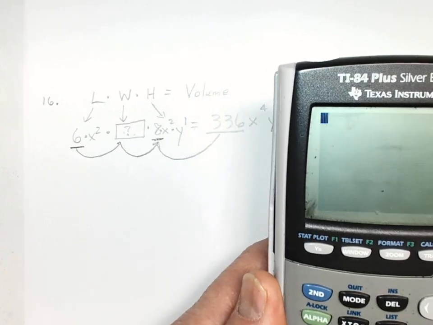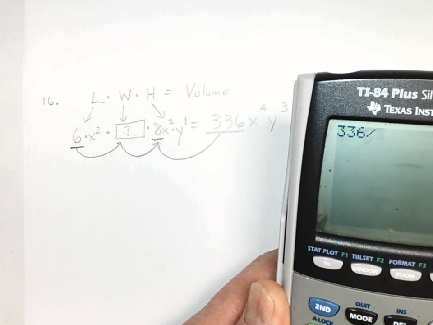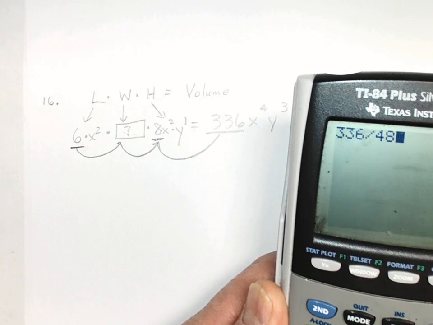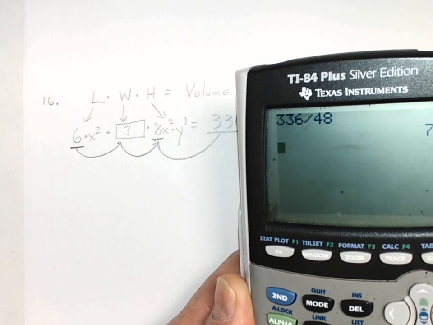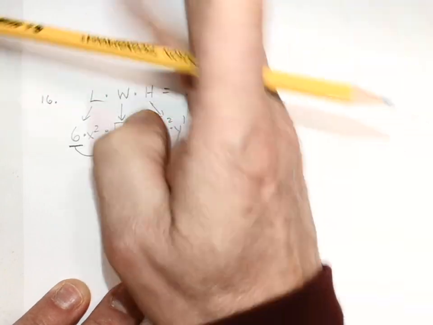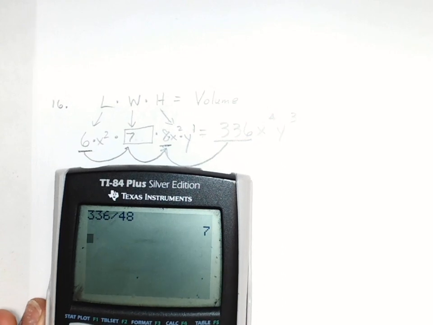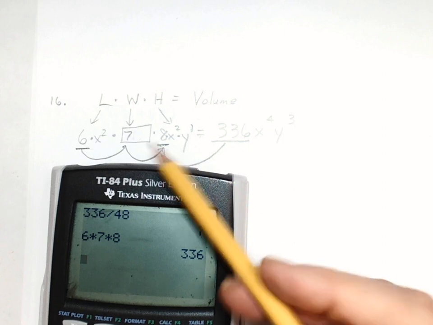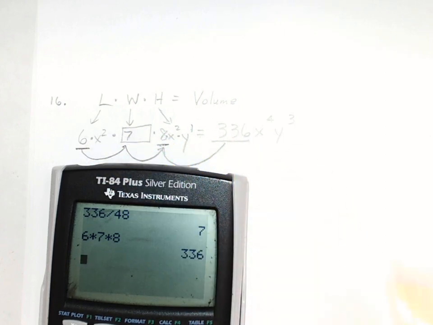Well, calculator will help us out on that. So I'm going to take my 336 and I'll divide it by what I already have, which is 48. 6 times 8 is 48. So that leaves me with a 7. I need a 7. So if I erase this question mark right here, I know I need a 7. And if you want to check it out real fast, 6 times 7 times 8 is 336. So I have my regular numbers correct. My answer should have a 7 in it.